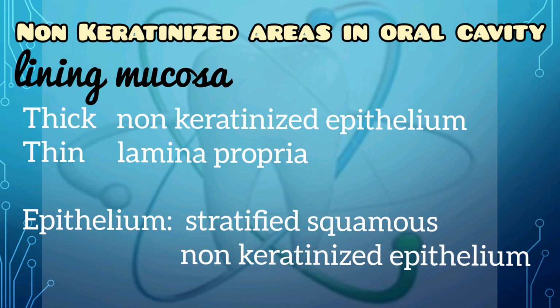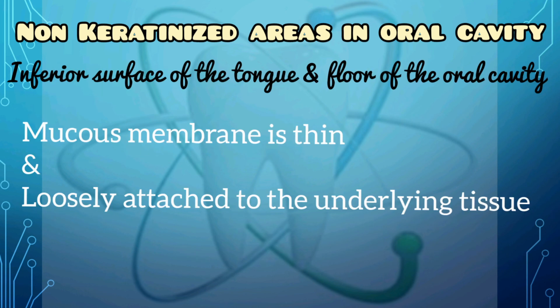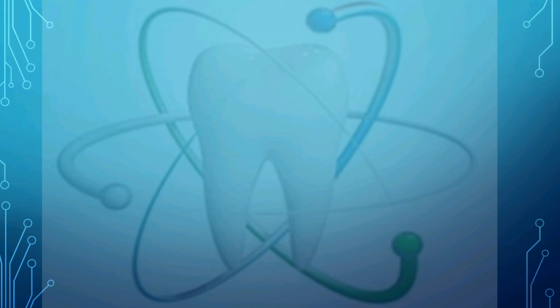The epithelium of the mucosa of the lips and of the cheek is stratified squamous non-keratinized epithelium. In the case of the inferior surface of the tongue and floor of the oral cavity, the mucous membrane in this area is thin and loosely attached to the underlying structures to allow for the free mobility of the tongue.